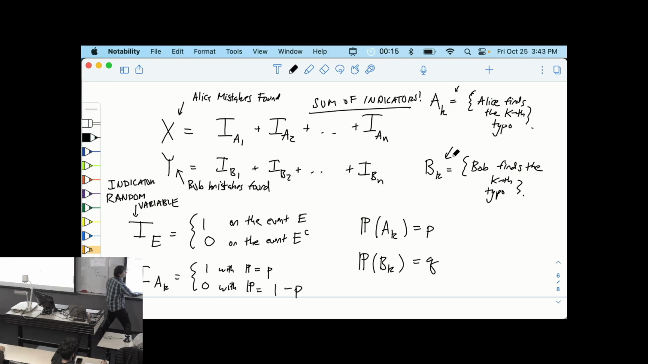IAK, so AK is an event. AK is the event that Alice finds the kth typo. So that's either Alice found it or not. So in the space of possible things that could happen, our probability space, sometimes AK happens. That's the event that Alice finds it. And sometimes AK does not happen. And IAK are these things that get summed up. And they are random variables. They're this kind of random variable where I put in the event E to be AK. And here I'm pointing out that because Alice finds it with probability P, this is 1 with probability P and 0 with probability 1 minus P. That's all I wanted to say here, so that we know the probabilities.